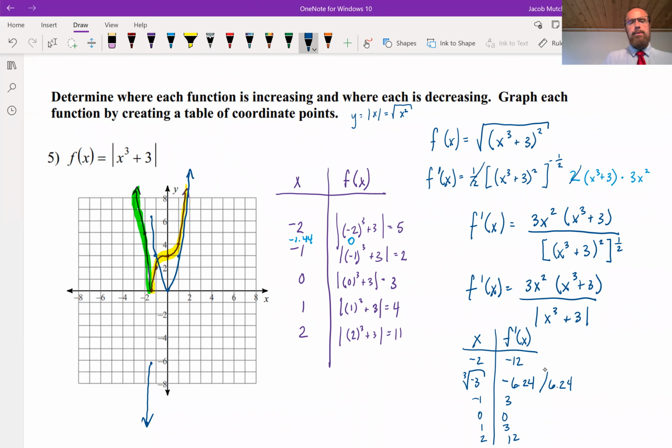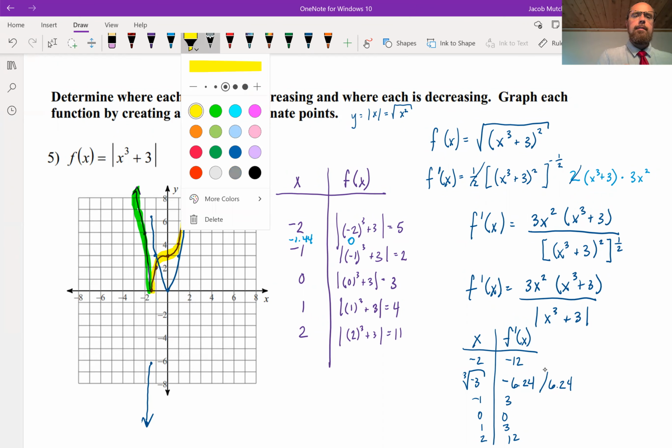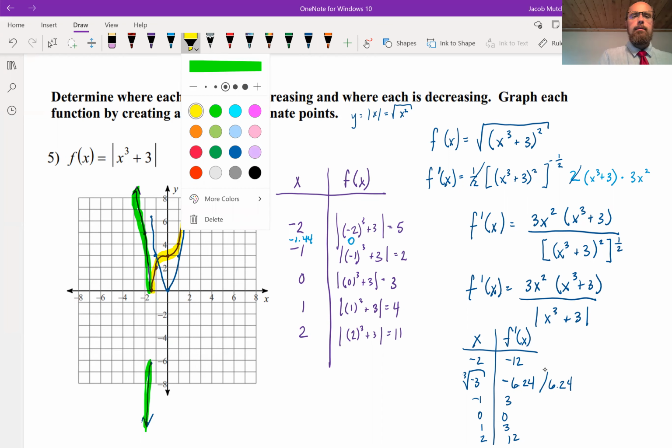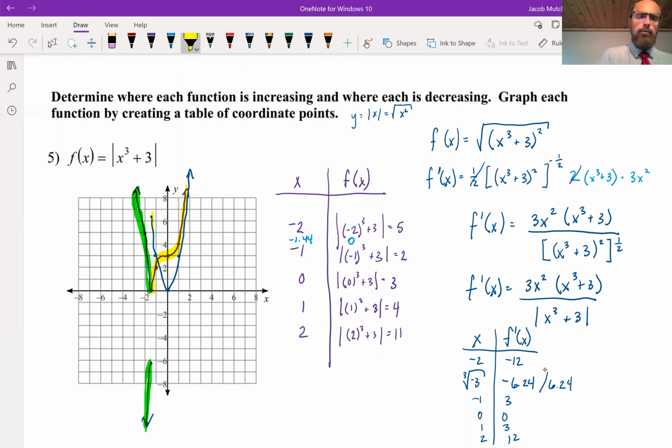And that confirms what we were saying. So on the derivative's graph, the part that's decreasing is this part that is negative. And then the part that is corresponding to the increasing portion of the original graph is the part of the derivative that's positive. And so for this one, our function decreases on the interval from -infinity up to the cube root of -3.